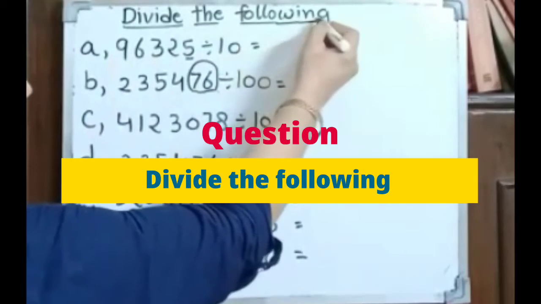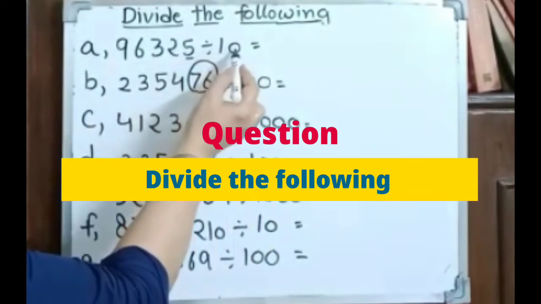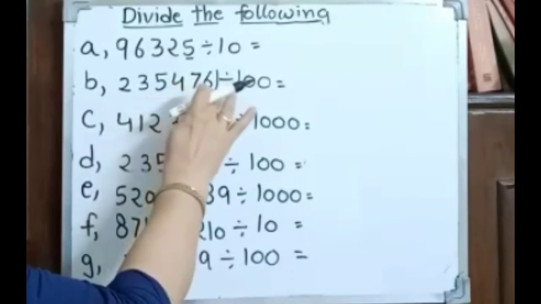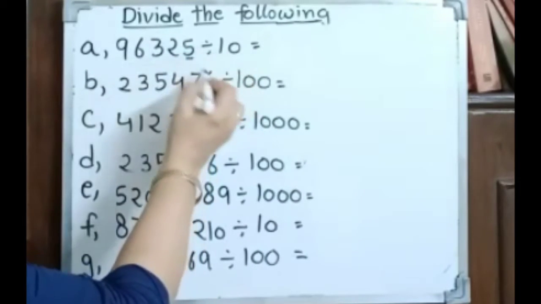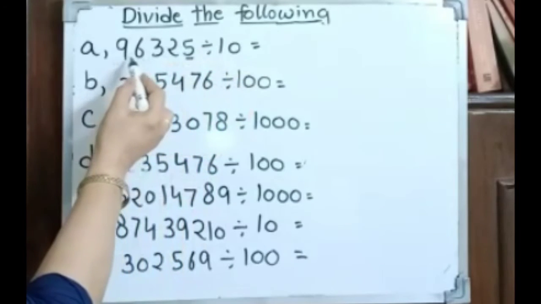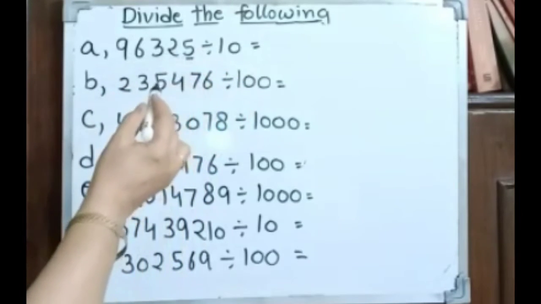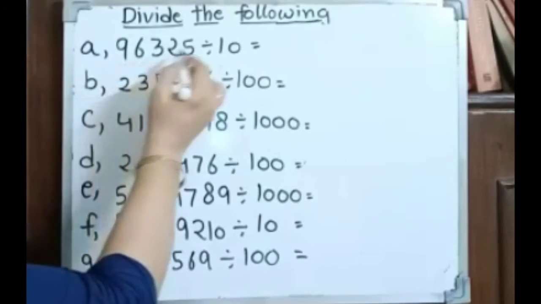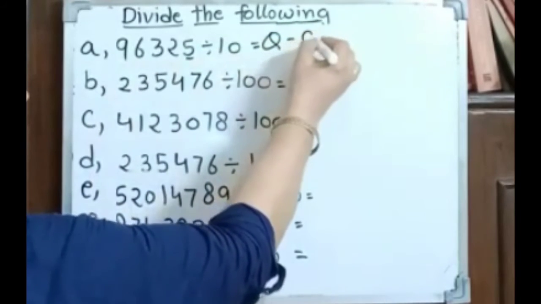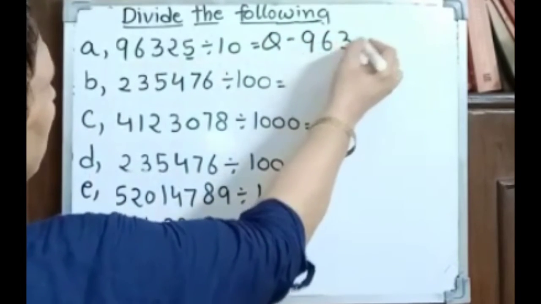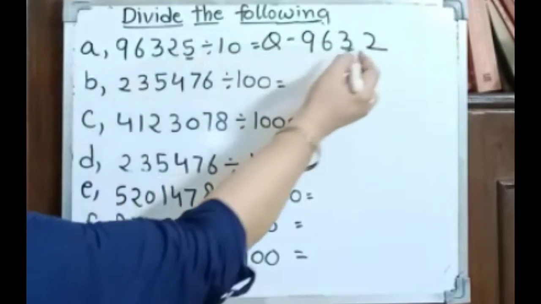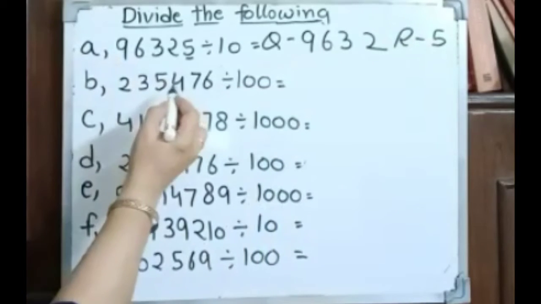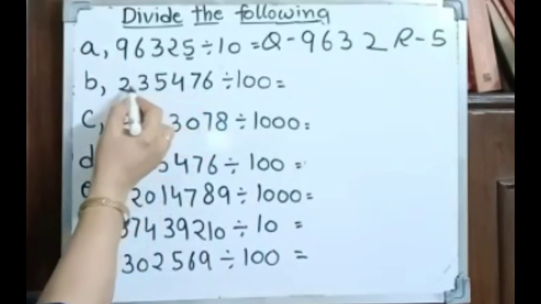Now look here, as we have done multiplication, we now do dividing by 10, 100, 1000. The simplest way is that we have some tricks in maths, so we have to follow them; don't go for long division. If you have the number 96,325 divided by 10, that means one zero, so the last digit is the remainder and the rest of the number is the quotient. So we have quotient 9,632 and remainder 5. Again here we have ones, tens, hundreds, thousands, ten thousands, lakh.